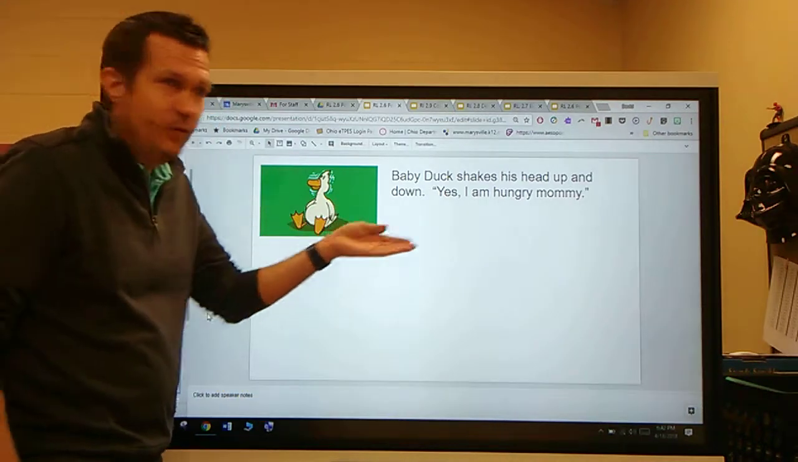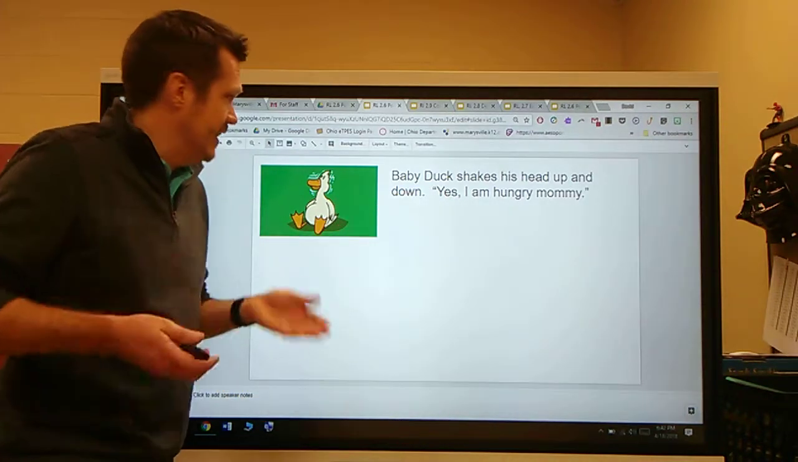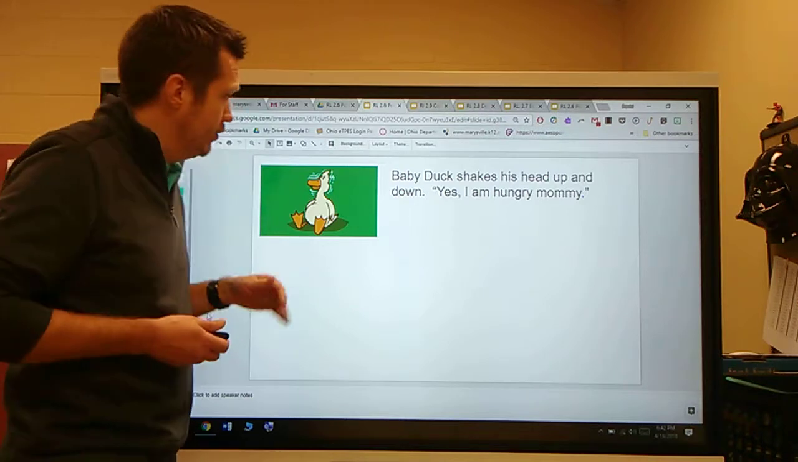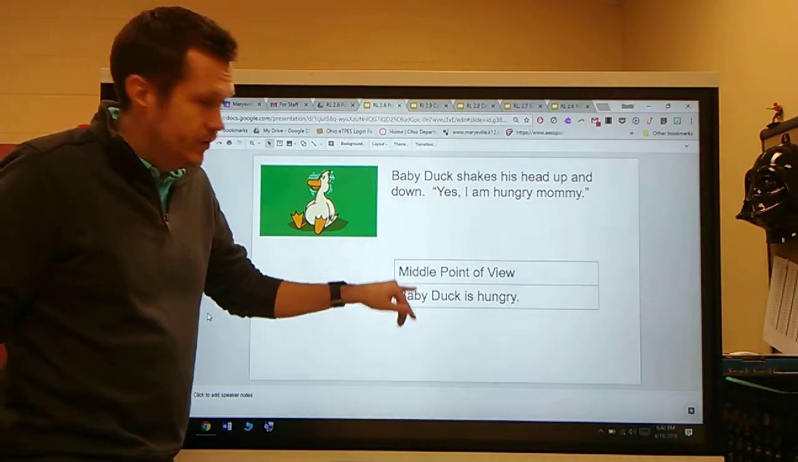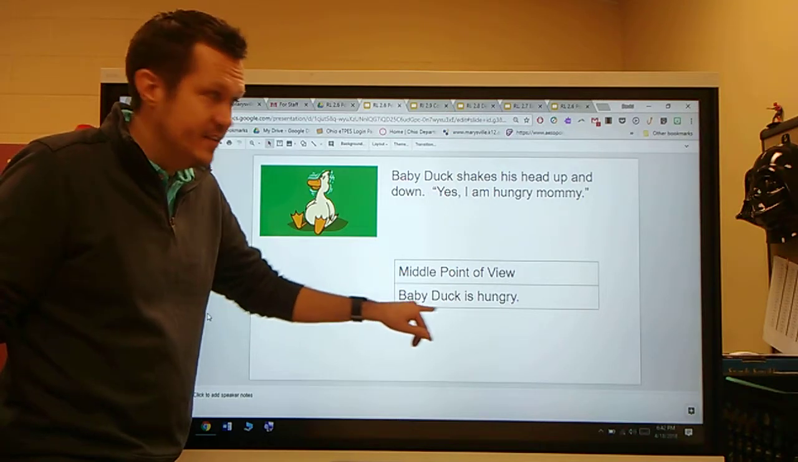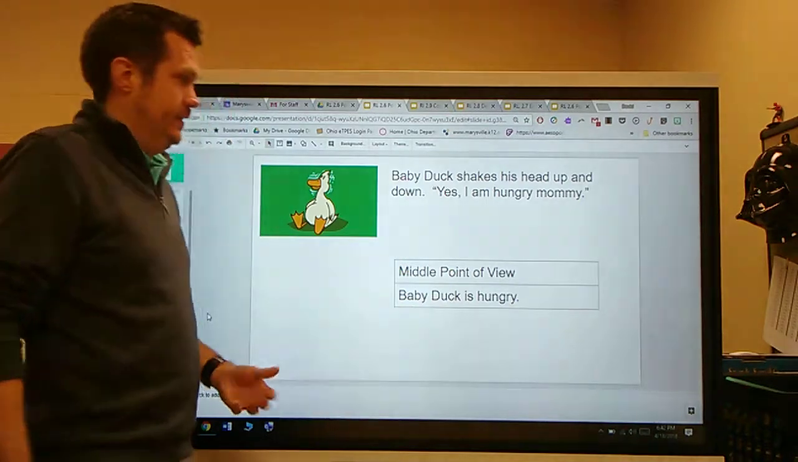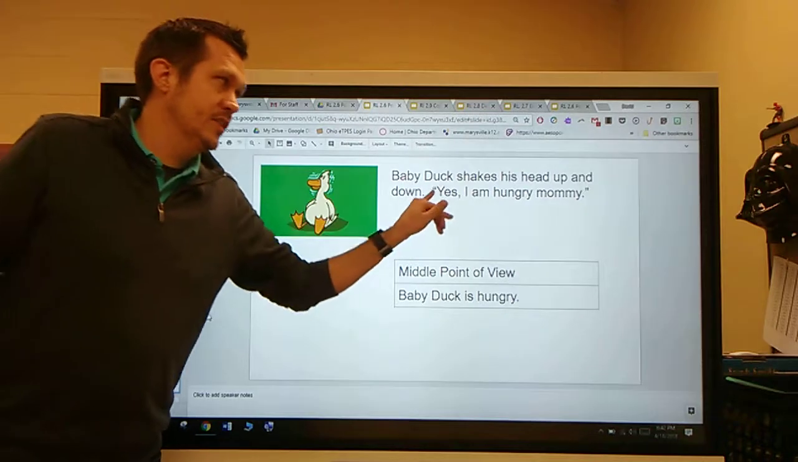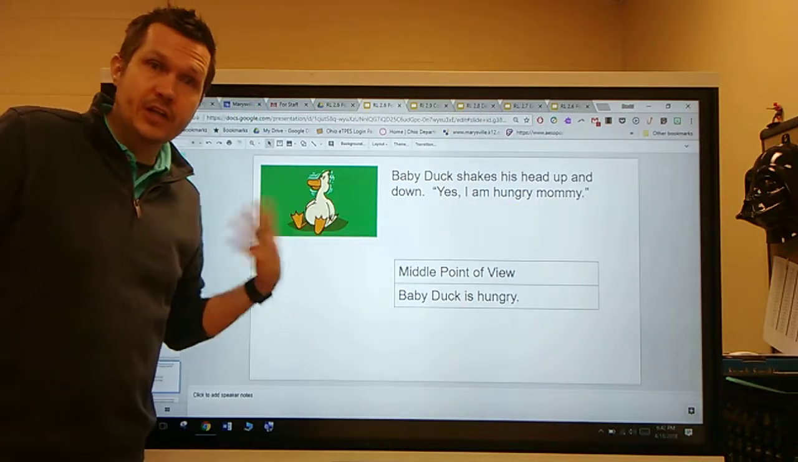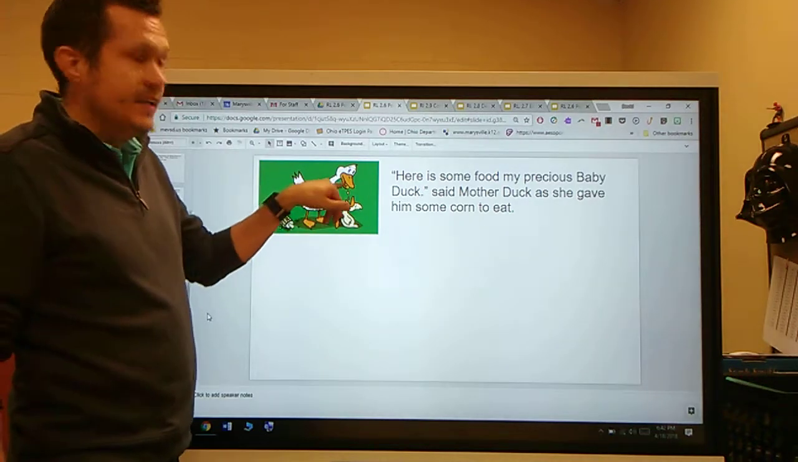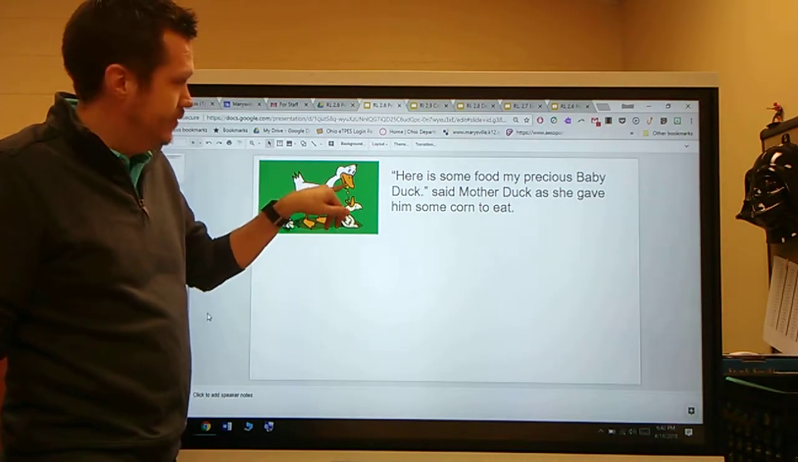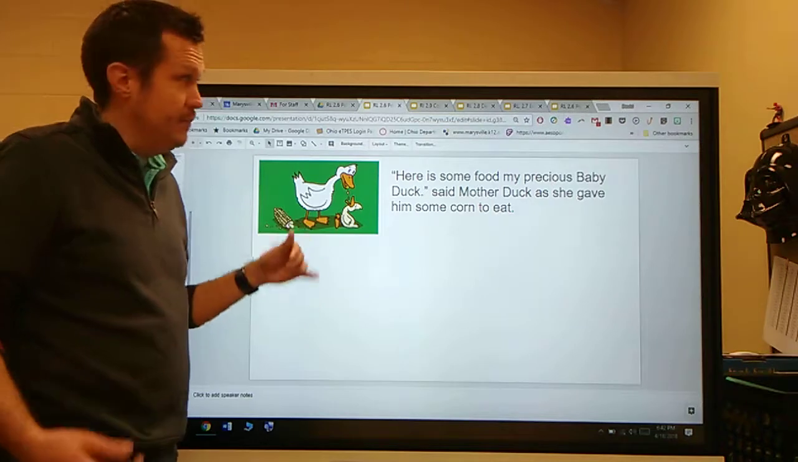And I changed my voice because I felt like he probably would say that in a kind of a cry voice because he's so hungry. And there he is shaking his head. So in the middle, the point of view of Baby Duck is he's hungry. And those are the clues. The dialogue and the picture help me figure that out. Let's take a look here at the end. I can see a kind of a smile on Mother Duck's face here. I can tell she's probably a little bit happy maybe.